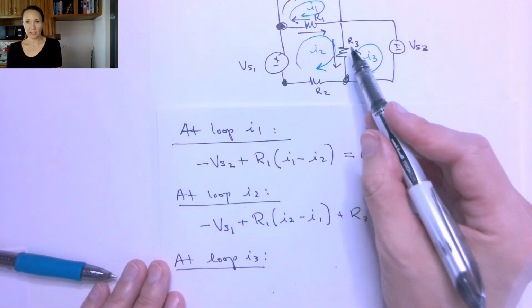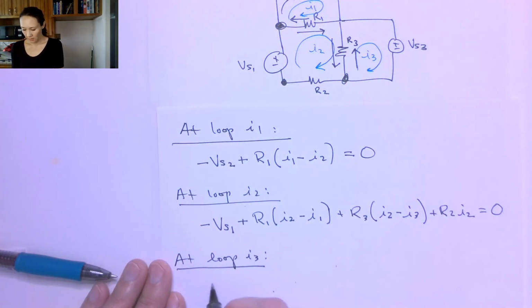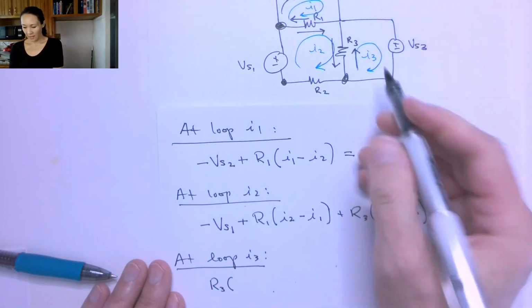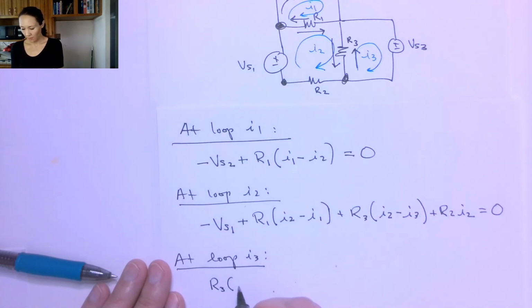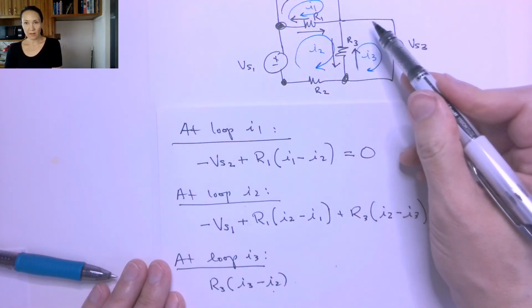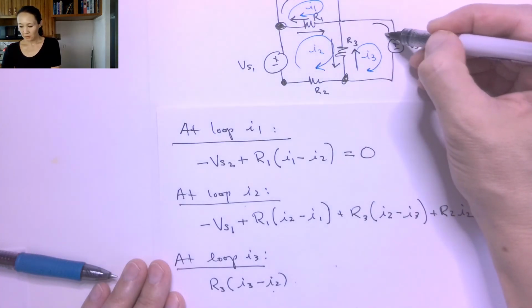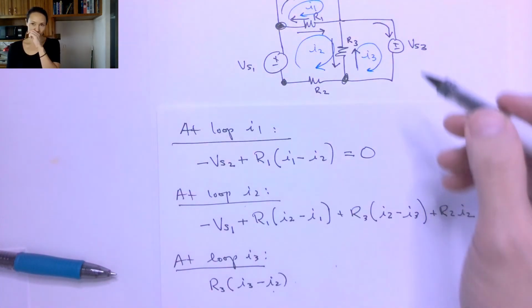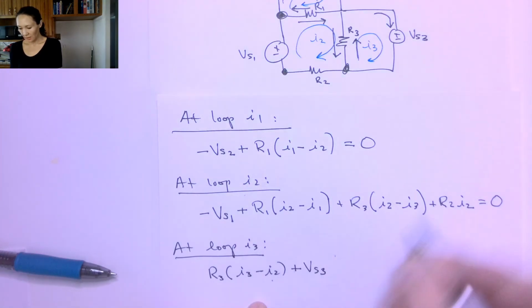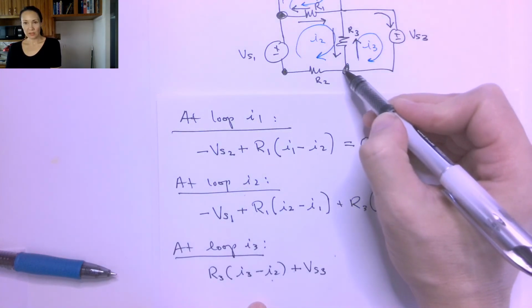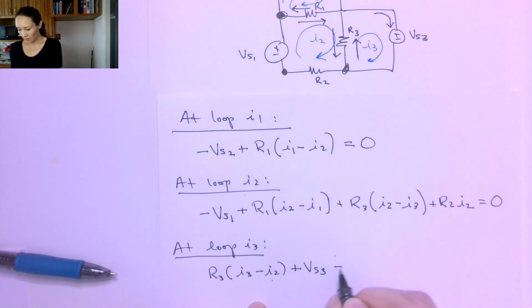Finally, at the I3 loop, if I start here, now I'm going to walk around the I3 loop. The first thing I'm going to encounter is this R3 resistor. So this will be R3 times I3 minus I2 since they're in opposite directions. I'm going to continue around my loop. Now I'm going to enter into this voltage source through the positive terminal. So this is going to be a plus VS3. And I'm going to continue in my loop until I get to where I started, so I can complete this equation with an equals 0.